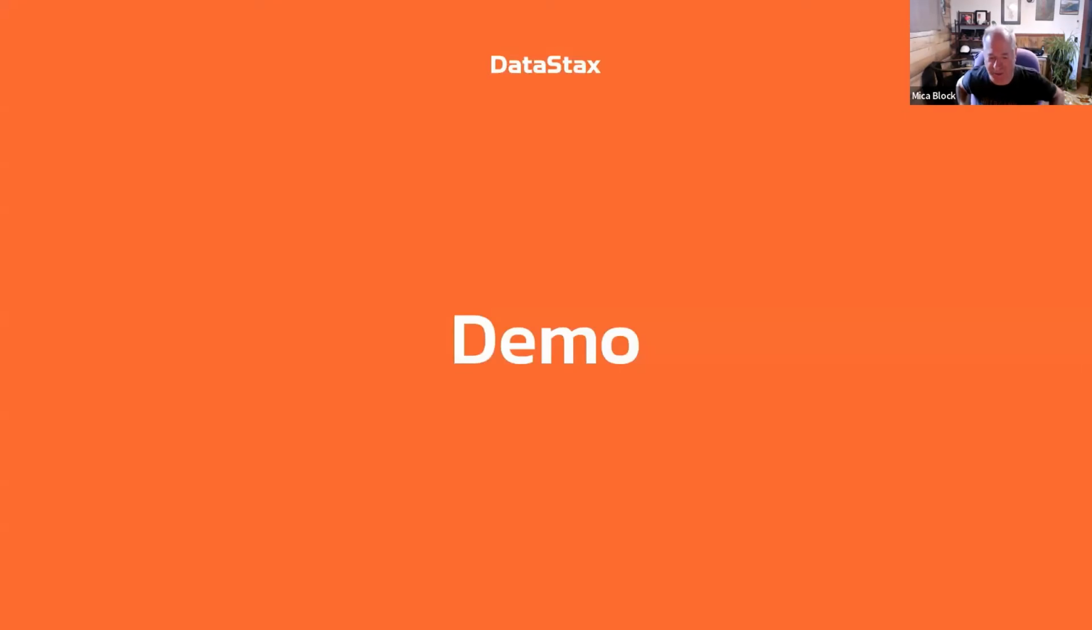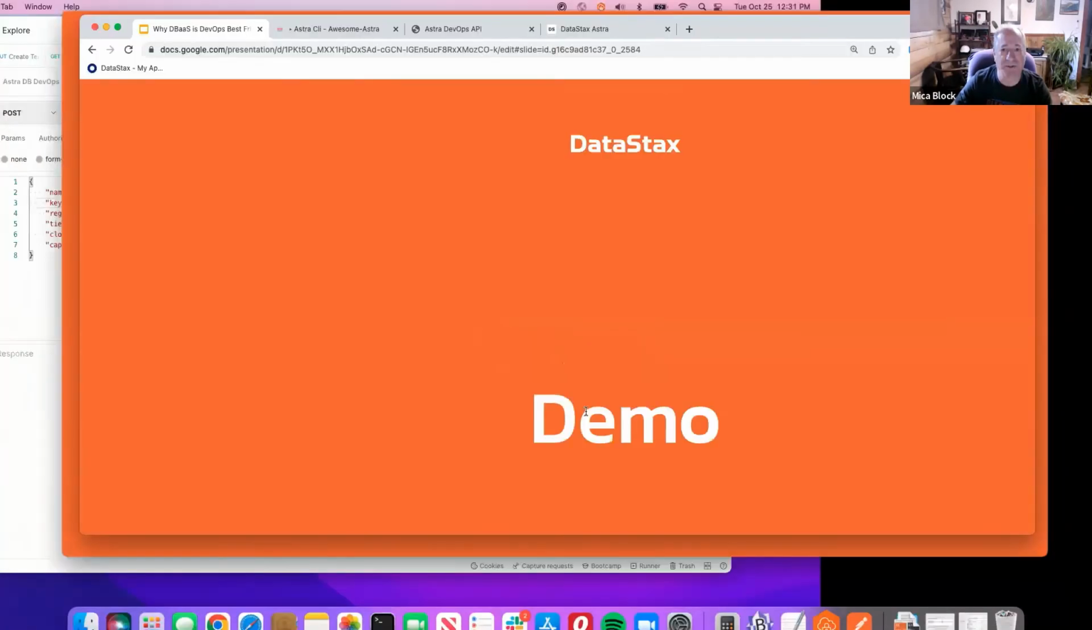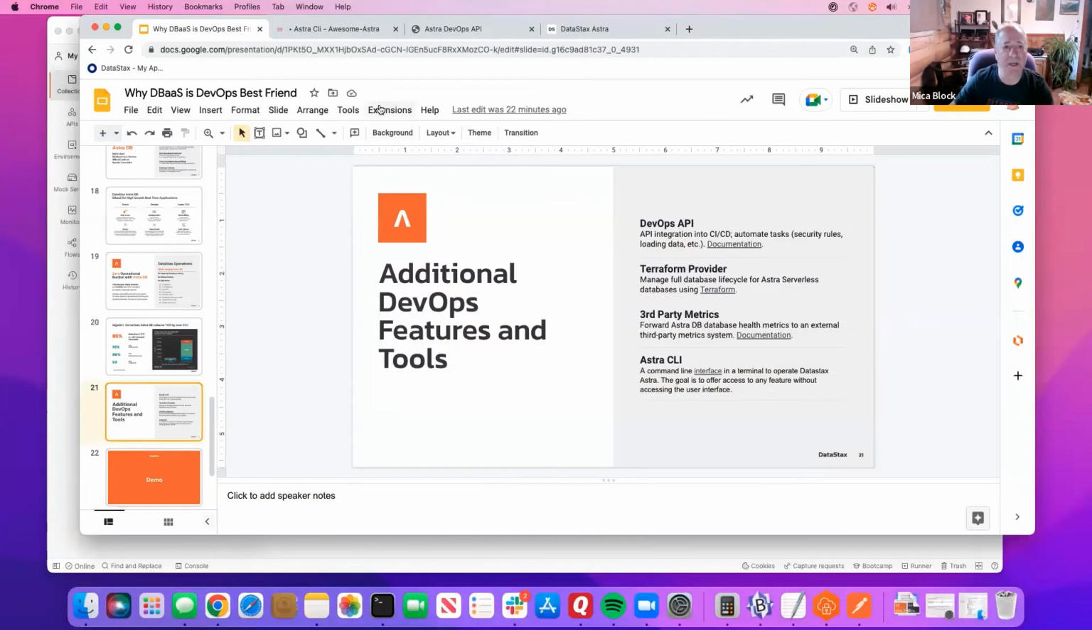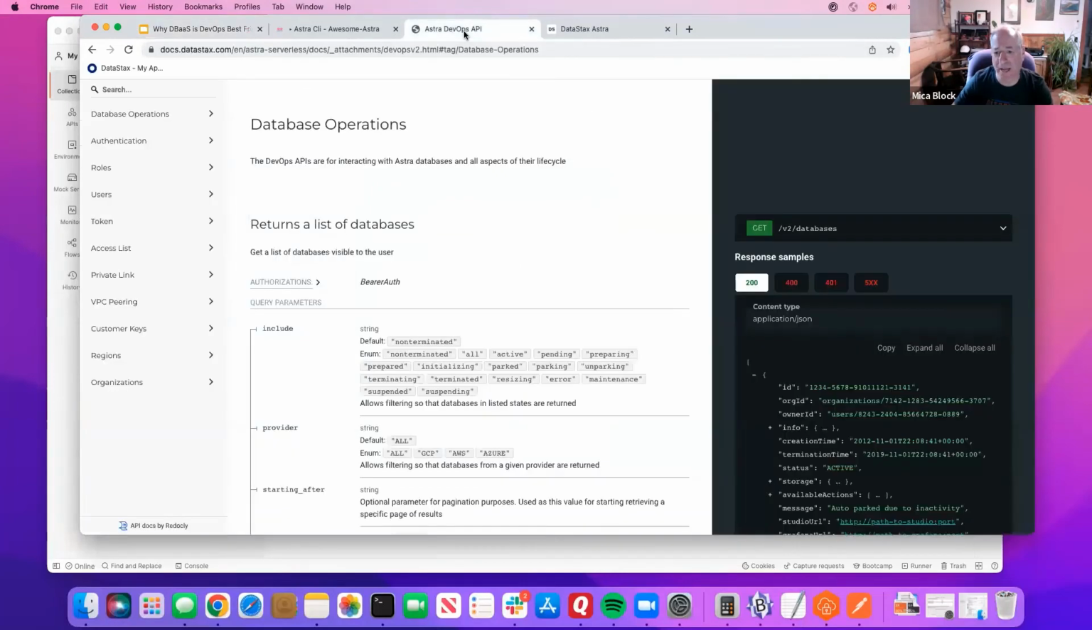And now to the demo portion. Hopefully all this was interesting. And so now we're going to show some demos. So the first thing I'm going to look at is the Astra DevOps API. So this is our documentation on the DevOps API.